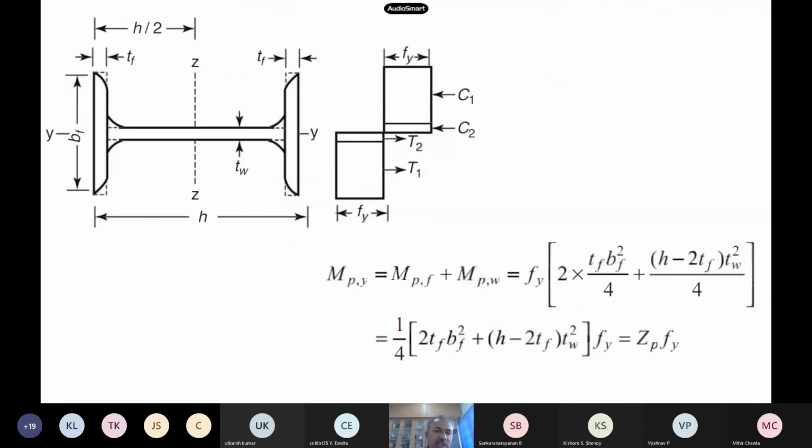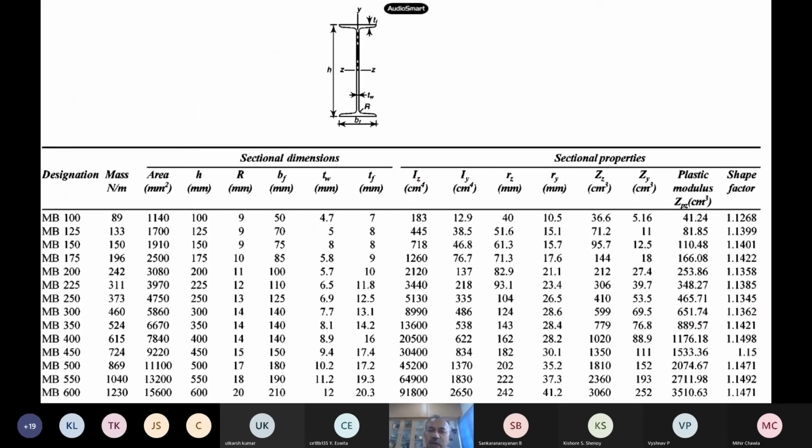So this is for the ZZ axis. This is for the other direction. This axis also you can easily find out along the YY axis, with the same concept. So you divide the top one and the bottom one nicely, and then find out the contributions. So this is my section modulus in the other direction also. And these are the shape factors. Of course, in the steel code they don't give them, but if you see any textbook, like Duggal's book, in the appendix they give these shape factors also.